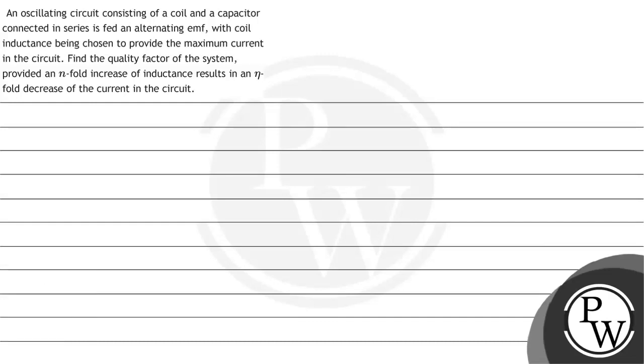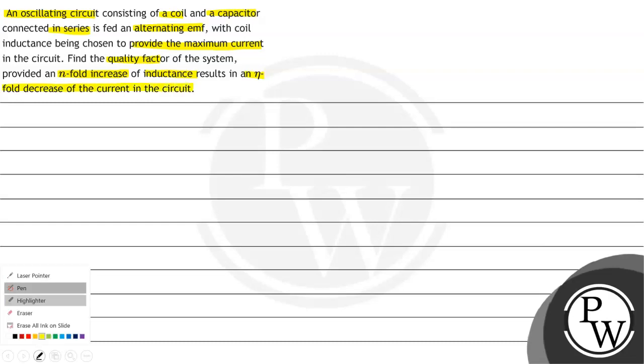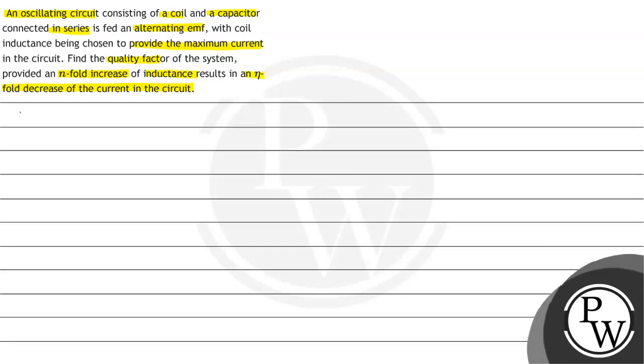So the question says an oscillating circuit consisting of a coil and a capacitor connected in series is fed an alternating EMF with coil inductance being chosen to provide the maximum current in the circuit. Find the quality factor of the system, provided an n-fold increase of inductance results in an eta-fold decrease of current in the circuit. So let us first revise the key concept behind this question.